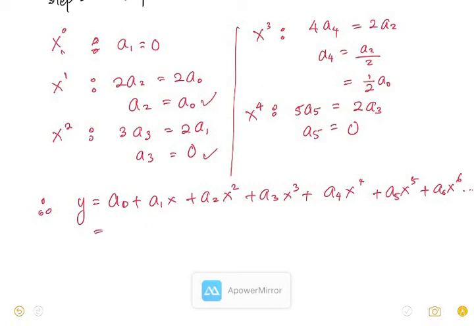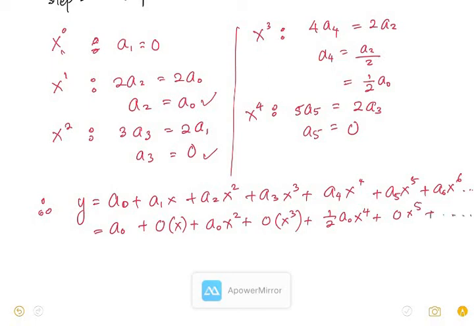This one is A0. So A0 you don't have, right? So remain A0 plus A1 is 0x plus A2 is A0 plus A3 is 0 plus A4 is half of the A0. A5 is 0. Okay. Now you can simplify.